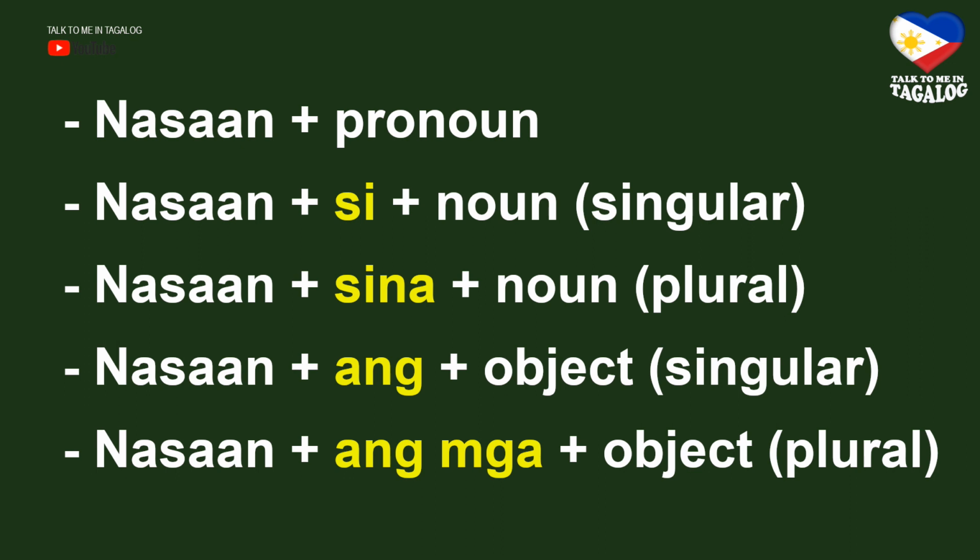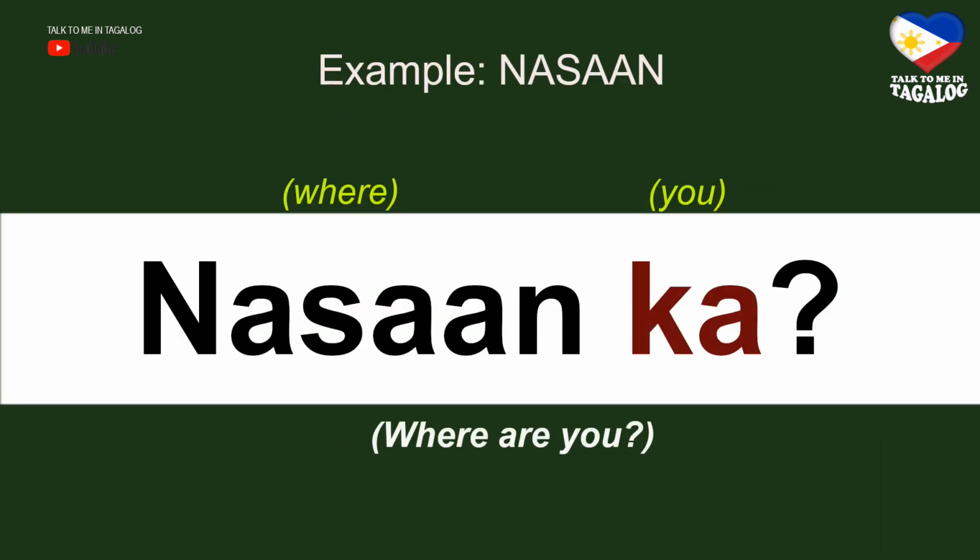If you're looking for a singular object, the pattern to use is nasaan plus ang plus the object, like nasaan ang pen or nasaan ang paper. But if you're looking for many things, you should use nasaan plus ang mga plus the objects. Example, nasaan ang mga pens at papers. Let's form complete sentences using nasaan.